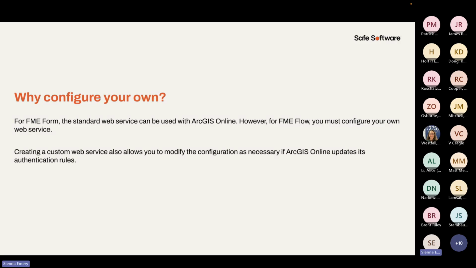Why configure your own? Typically, you probably can get away without configuring your own web service if you are using ArcGIS Online and you only intend to use it in FME Form. However, once you go to FME Flow, you must configure these web services. And then if ArcGIS Online decides to change something in their web service or their authentication rules, it's really easy to change the web service within FME if you've already created a custom one. So it allows you to act upon things swiftly. So I'd recommend, just in general, best practice is to always configure your own web service if possible.